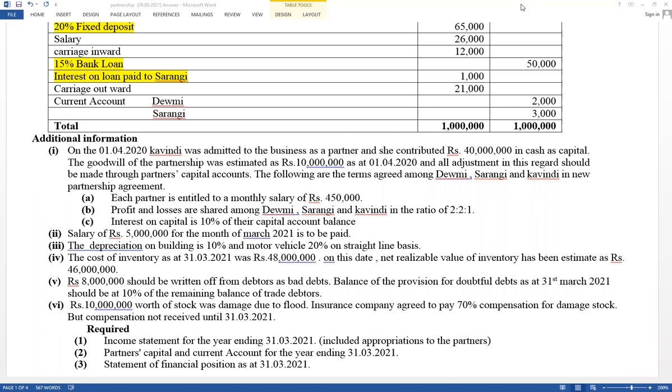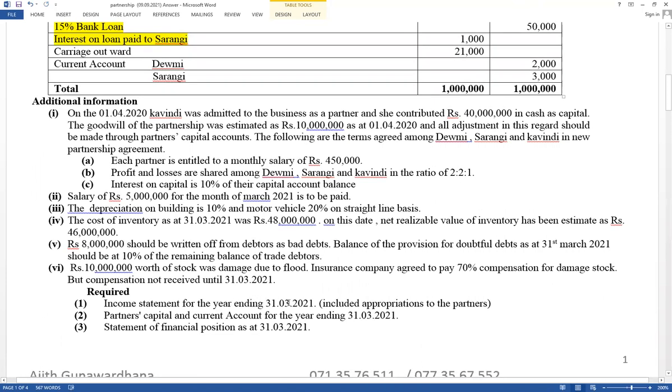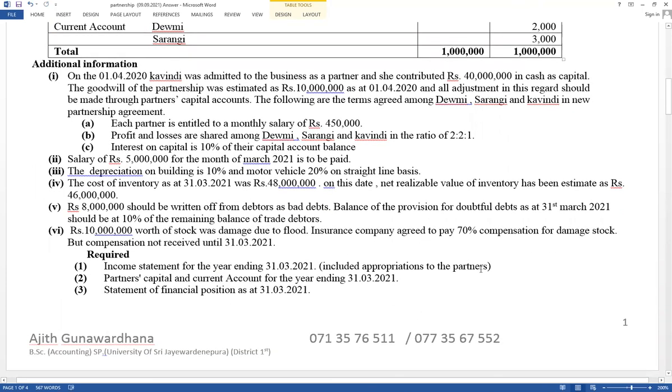Right now, the requirements: there is an income statement for the year ended 31st March 21, including appropriation to the partners, then partners' capital and current accounts, and statement of financial position. This month, I will discuss some examples relevant to not-for-profit making organizations again. Very important, that lesson 8. From next week, I will discuss not-for-profit making organization examples again. Right, after that, I will discuss grade 13 lessons.